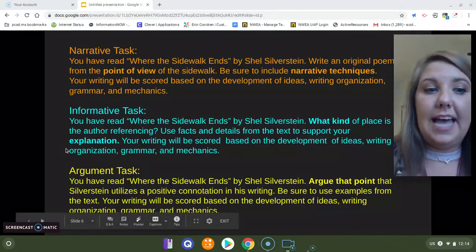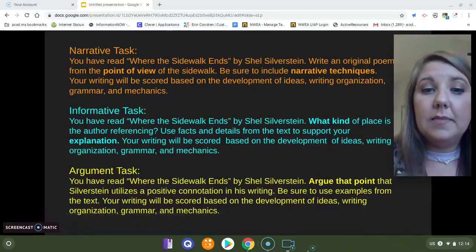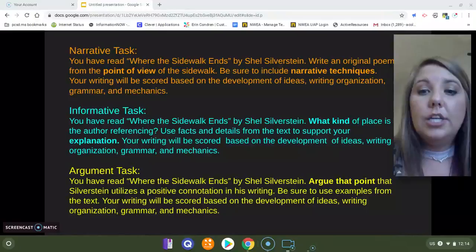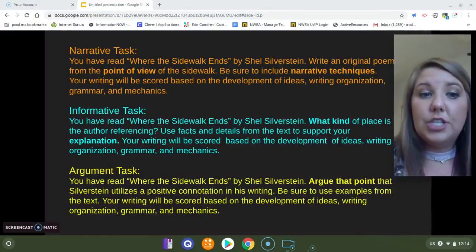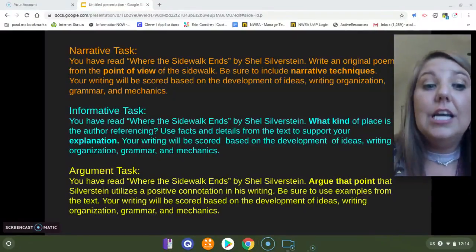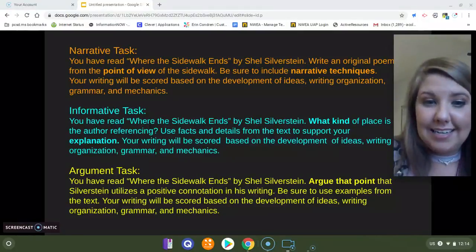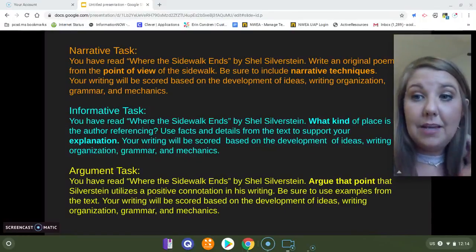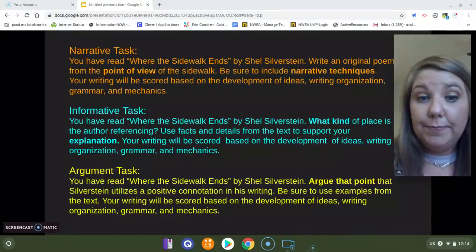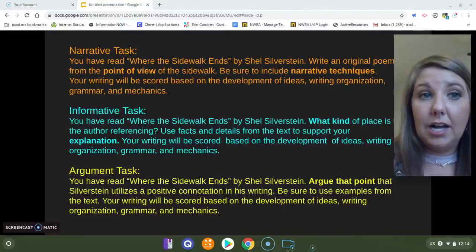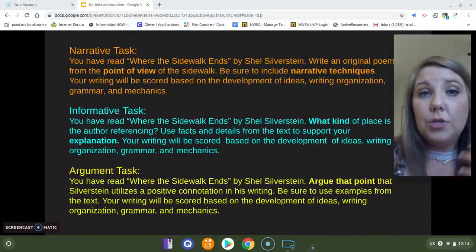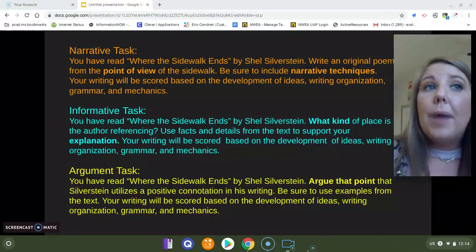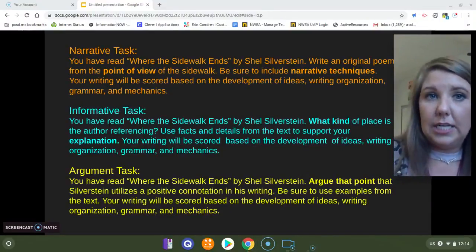Let's look at the argument task. You have read Where the Sidewalk Ends by Shel Silverstein. Argue the point that Silverstein utilizes a positive connotation in his writing. Connotation is something that you will have learned in 6th grade. You will have learned positive and negative connotation. So what you are going to do is argue the fact that he uses positive connotations in his work.